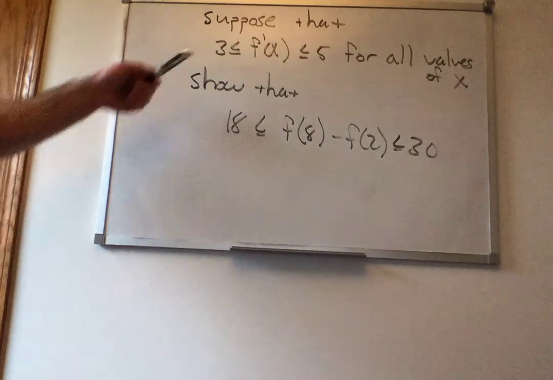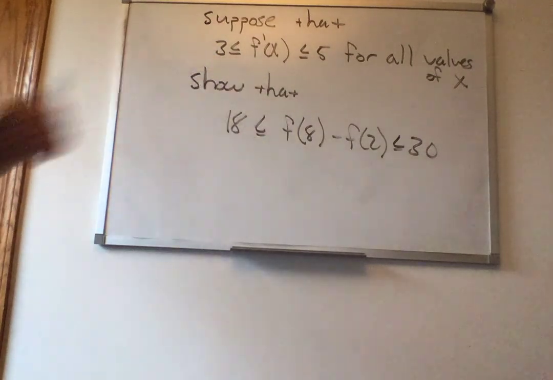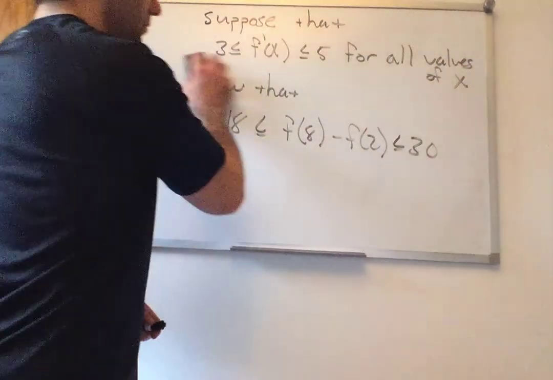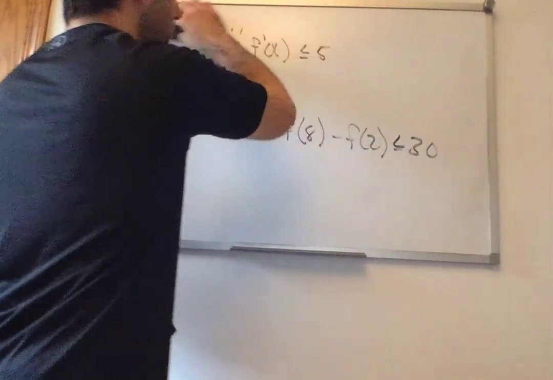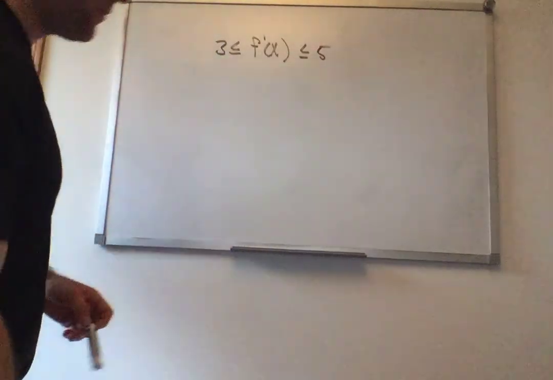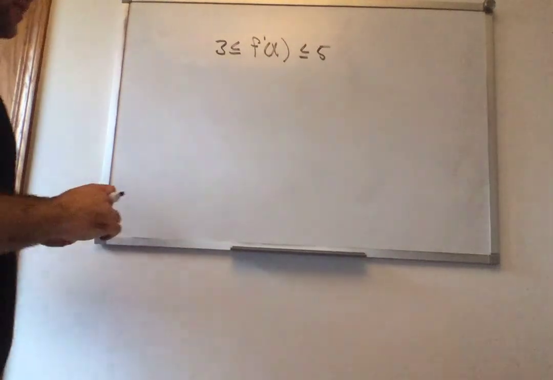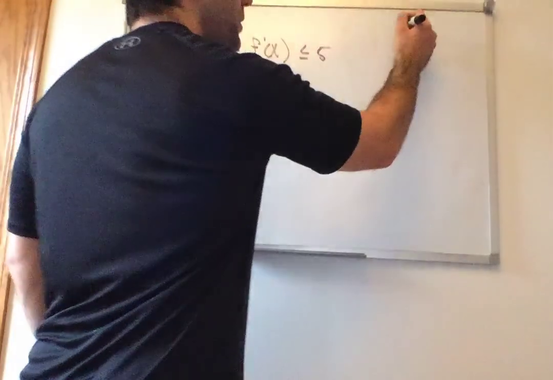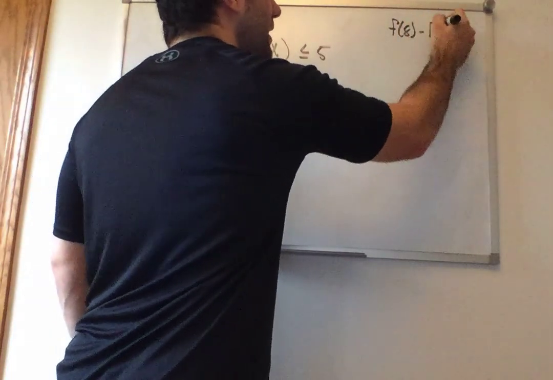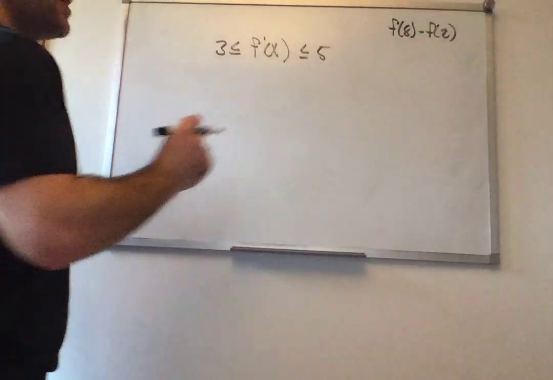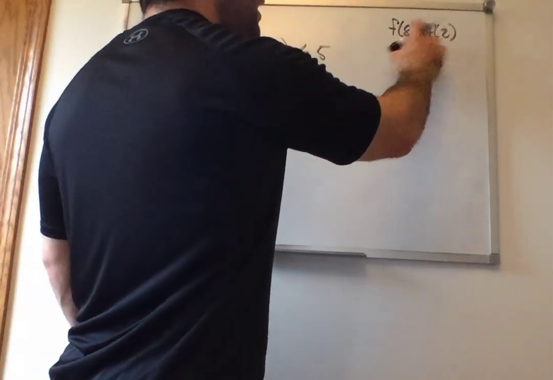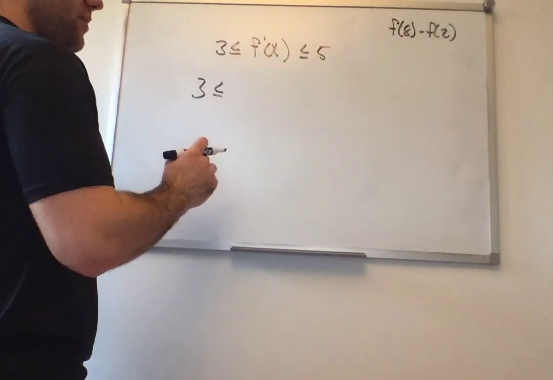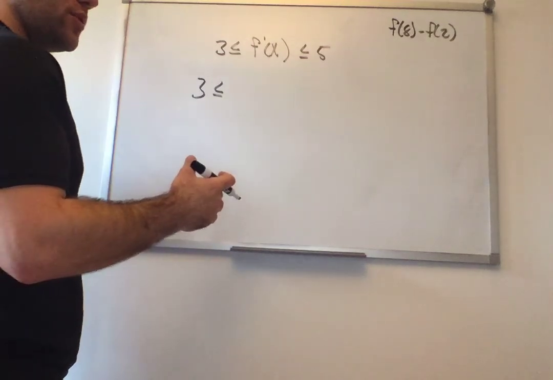Okay, so we're going to assume this one, and we're going to show how we get this one. Now, we're going to use the mean value theorem here. Now, we're going to say we have a continuous differentiable function on the interval. If you saw what we had, f of 8 minus f of 2, that should give you an idea of what the b and the a are. So 3 is less than or equal to, here's the derivative. We're going to say that's equal to the mean value theorem.